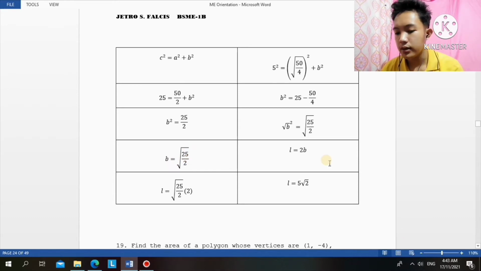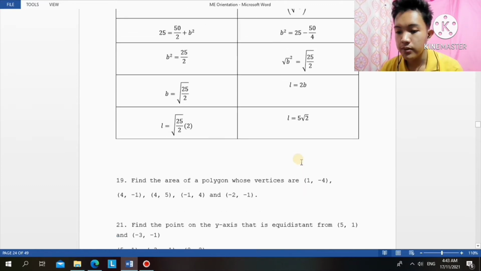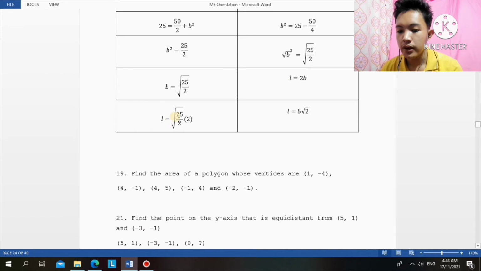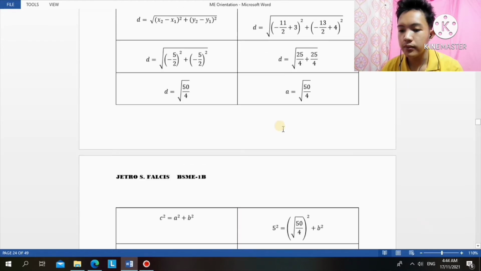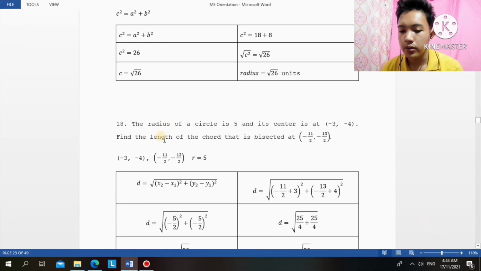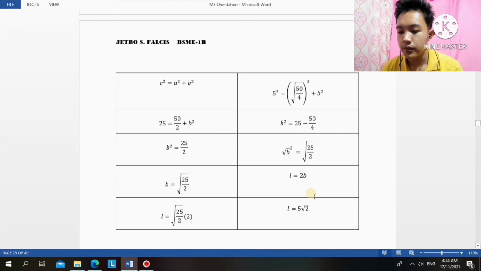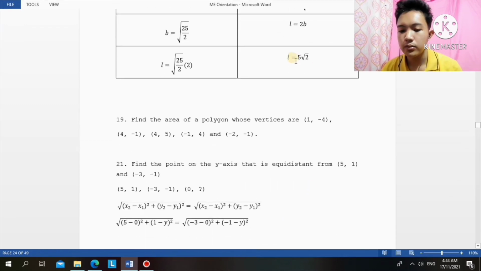So our B is equal to the square root of 25 over 2. So let L is equal to 2B, the length of the chord. So substitute the B: 2 times the square root of 25 over 2 will become 5 square root of 2. So the length of the chord is equal to 5 square root of 2.